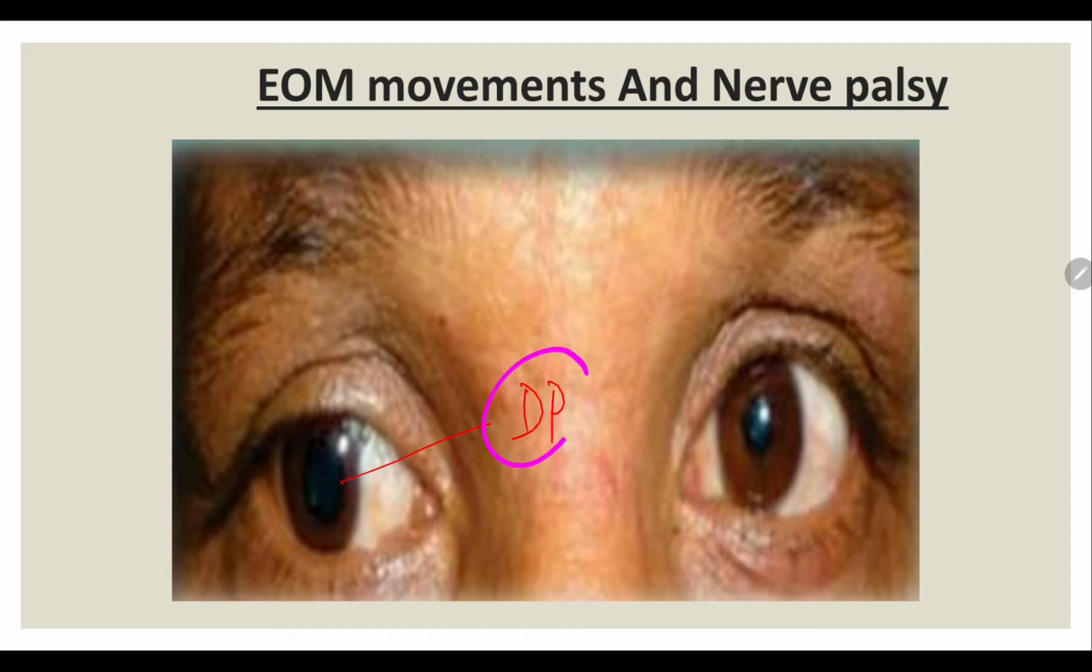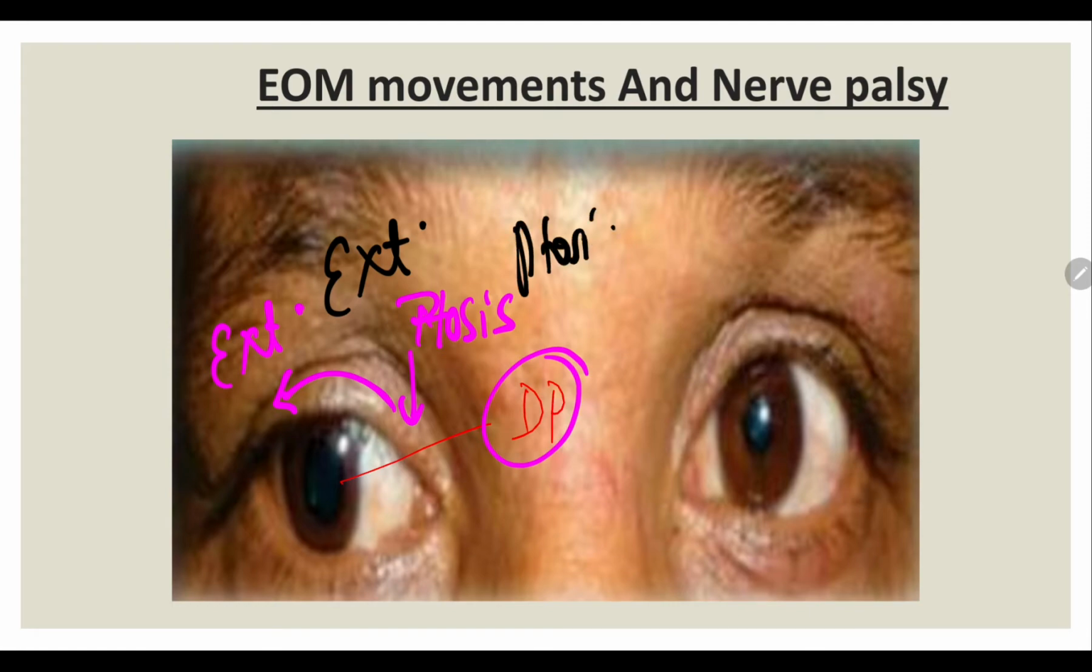There is a dilated pupil. And what are the other components? The eye is extorted. There is a mild ptosis component. So it is an extortion. There is a ptosis, and there is a dilated pupil. And there is also slight depression of the eyeball.